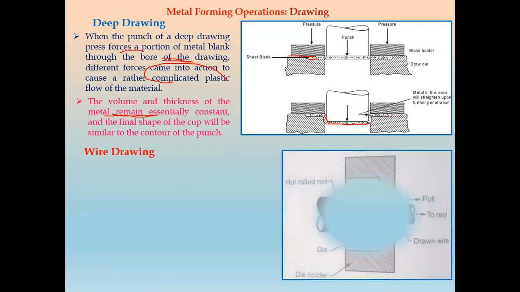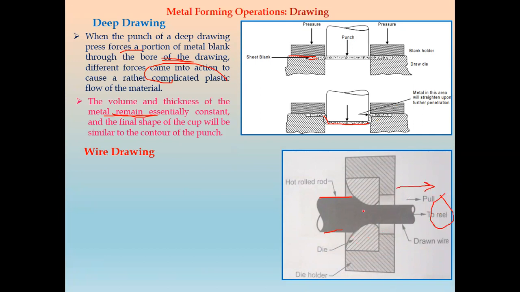Now we have wire drawing. In wire drawing, we have a hot rolled rod on one side and we have a die. There is a reel, and the wire is wound on the reel. We apply some tensile force on this rod, and the diameter of the rod decreases. There is a series of dies, and every die reduces the diameter of the wire.